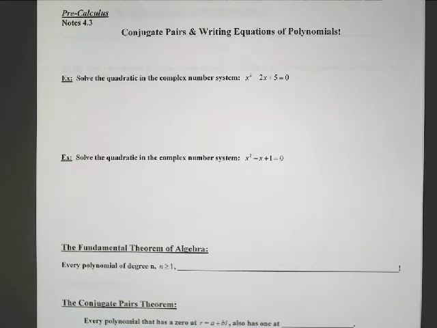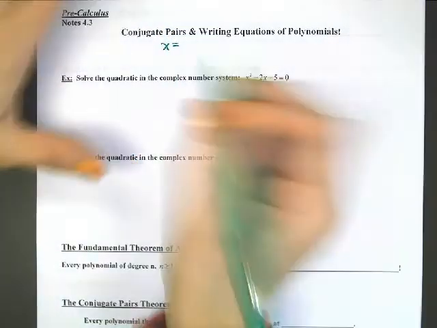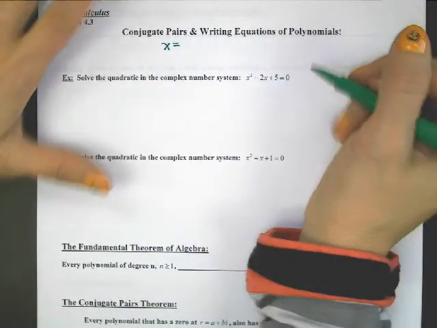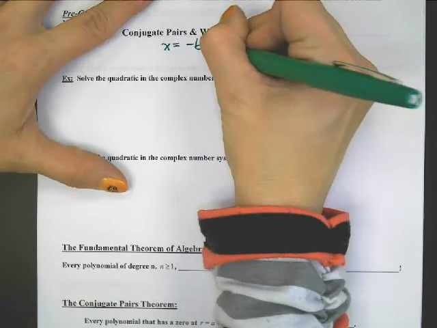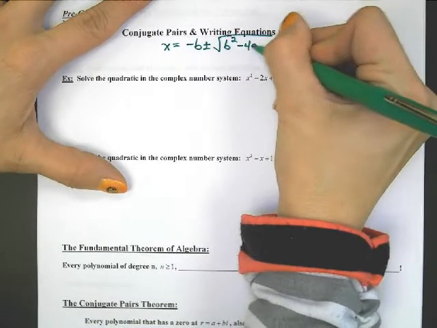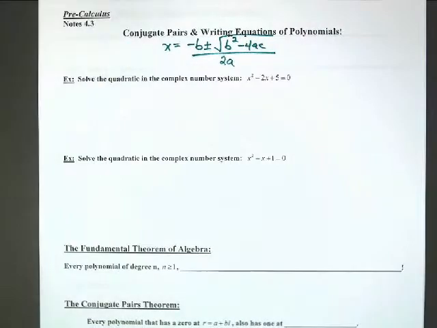This lesson involves conjugate pairs and writing equations of polynomials. Alright, the first thing I'm going to do is refresh your memory of the quadratic formula. X equals, we're solving. The quadratic formula solves for x. That's how you start your work. Negative b plus or minus the square root of b squared minus 4ac all over 2a.